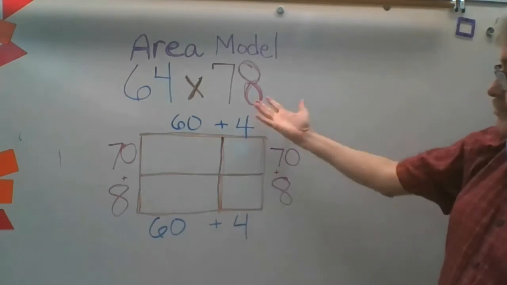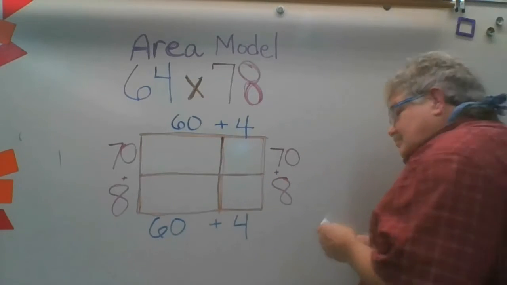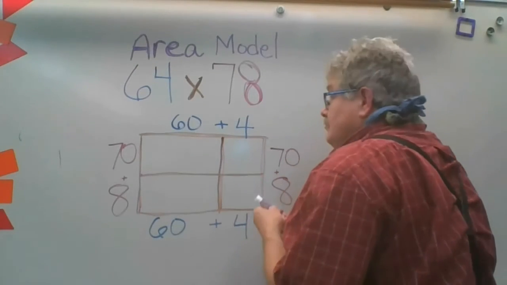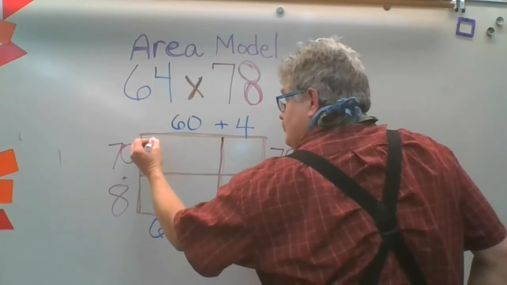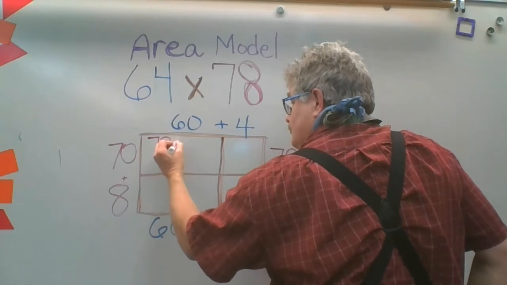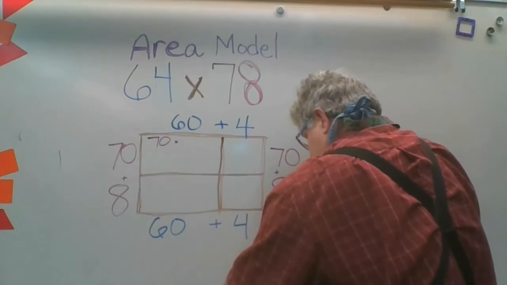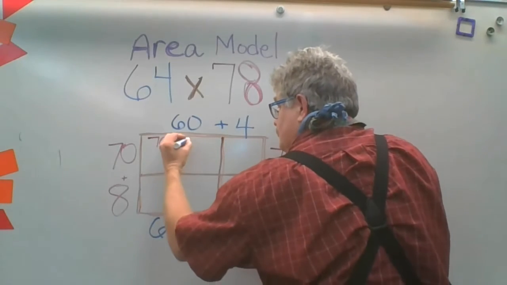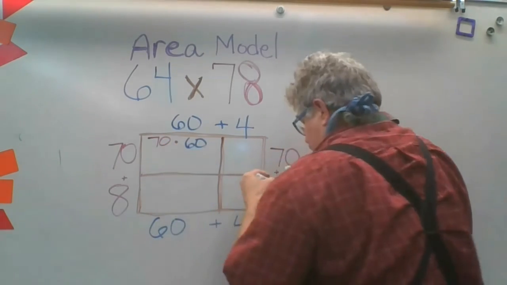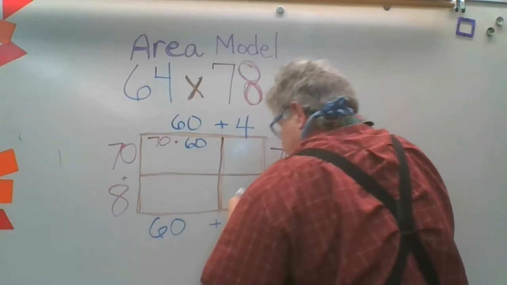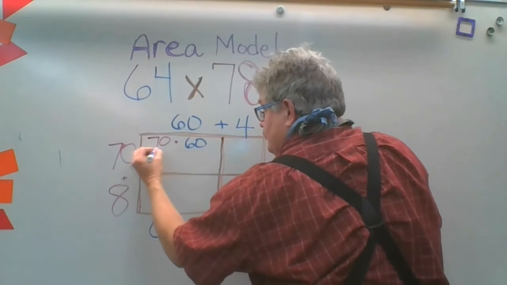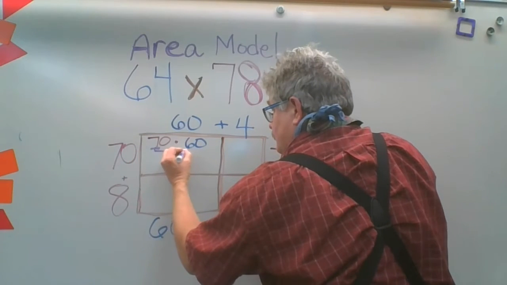All right, now I'm ready to multiply. Now you'll notice that this puts my problems together so I can see them easily. So my first one is going to be 70 times 60. You can see that they're both attached to this box. Very familiar to the students who would have done this last year in third grade with 7 times 6. 7 times 6, our math fact is 42.